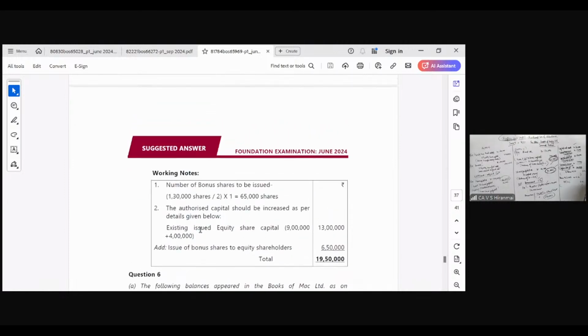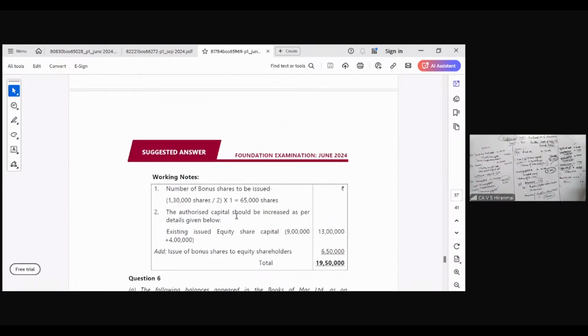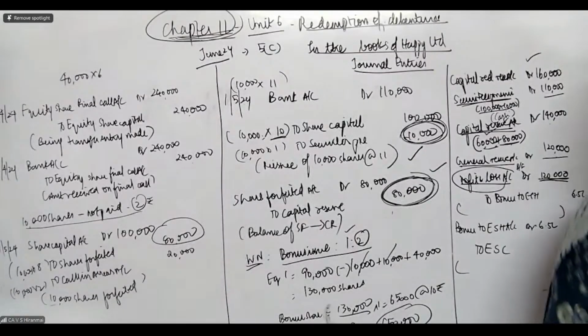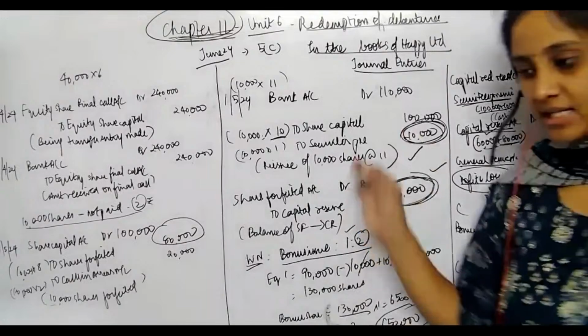Here also the working note comes like this. First thing, you should show the number of shares that are being issued, 65,000. Then all of you please see here, the authorized capital should increase as per the details given below. So existing shares are 9 lakh plus 4 lakh plus bonus shares 65,000, that is nothing but 6,50,000. So total authorized capital is now becoming 19,50,000. So you should write that also in the working note.